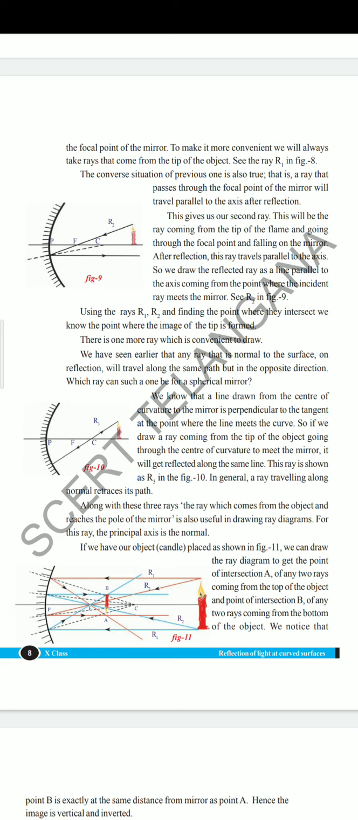The converse situation of the previous one is also true. That is, a ray that passes through the focal point of the mirror will travel parallel to the axis after reflection. This gives us our second ray. This will be the ray coming from the tip of the flame and going through the focal point and falling on the mirror. After reflection, this ray travels parallel to the axis, so we draw the reflected ray as a parallel line to the axis coming from the point where the incident ray meets the mirror. See R2 in figure 9.